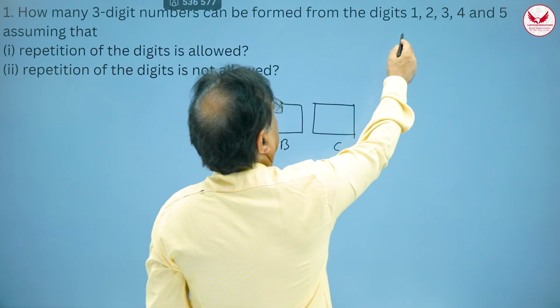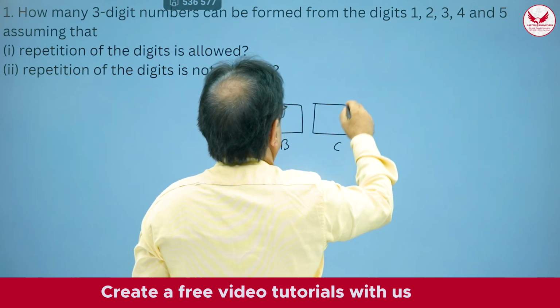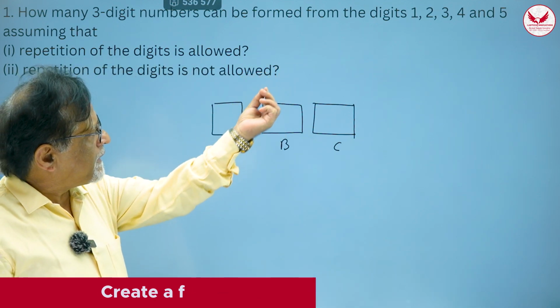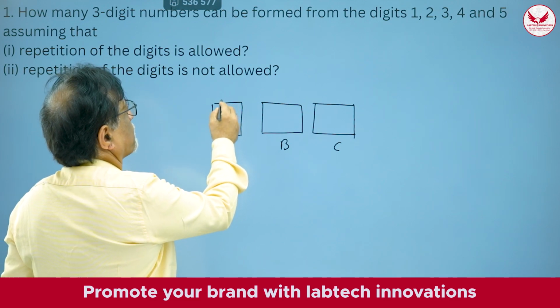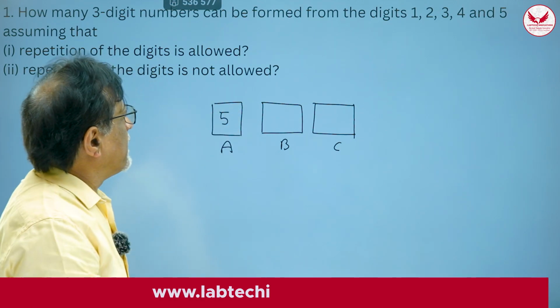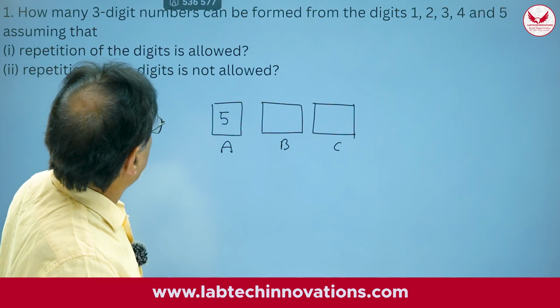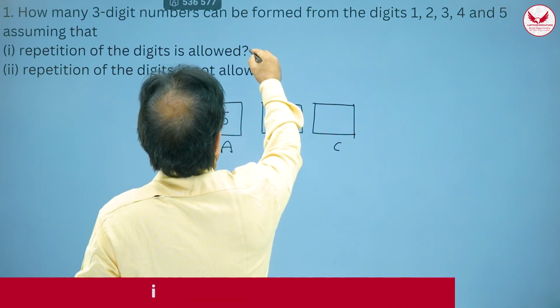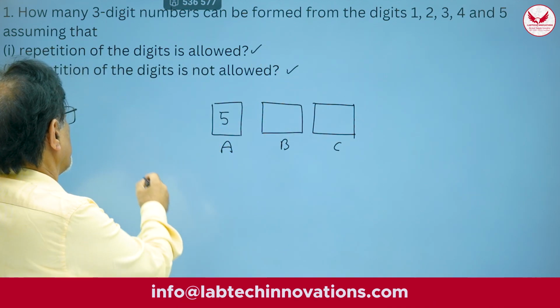Now, for filling up the first box, how many alternatives do I have? I have exactly 1, 2, 3, 4, 5. So I have got 5 alternatives. I can pick any number from these 5 and put it here. So this job can be performed in exactly 5 ways. Now, in how many ways the next job B can be performed depends upon whether repetition is allowed or not allowed. Now let us talk about repetition being allowed.